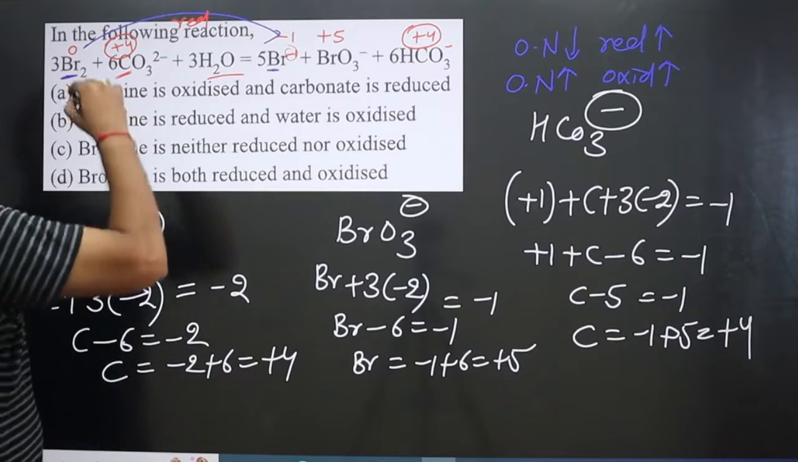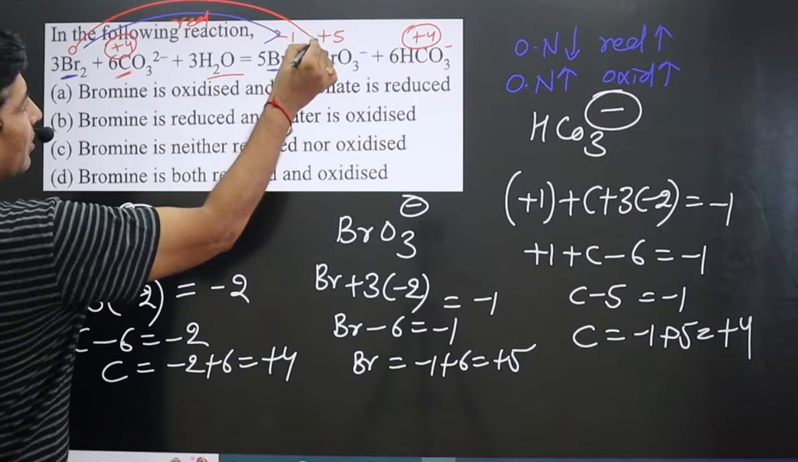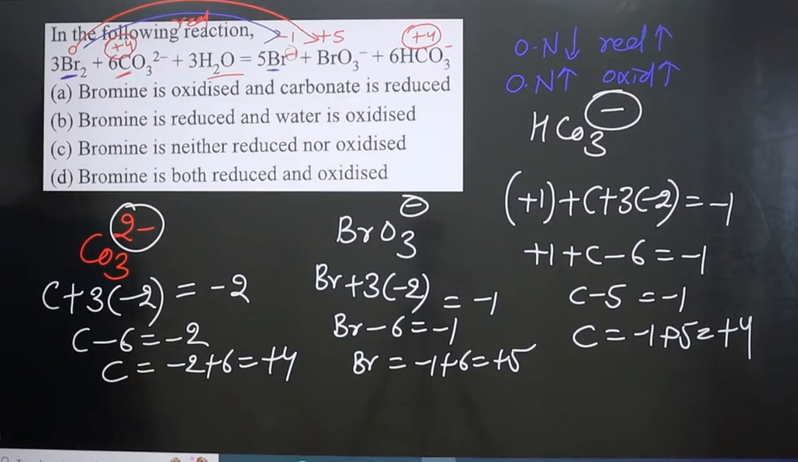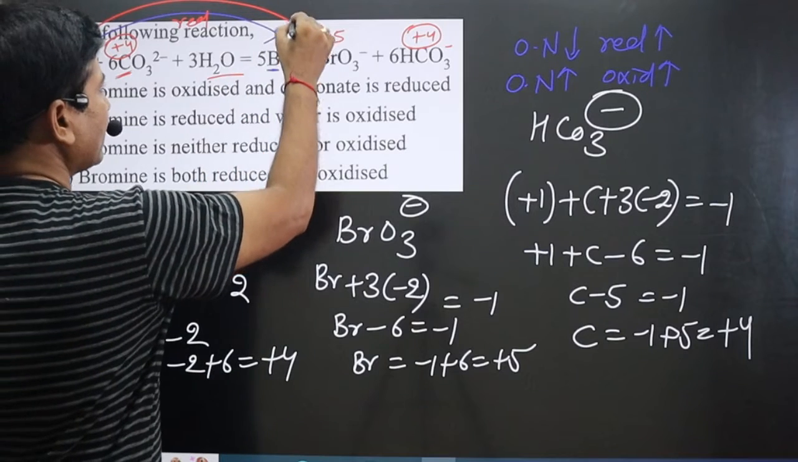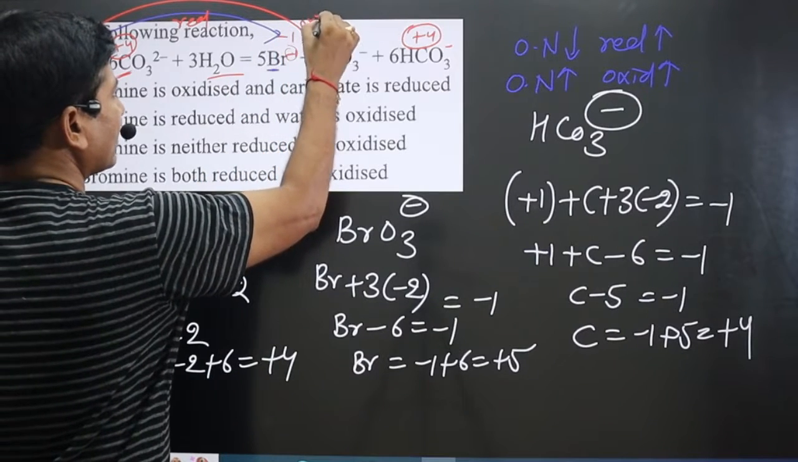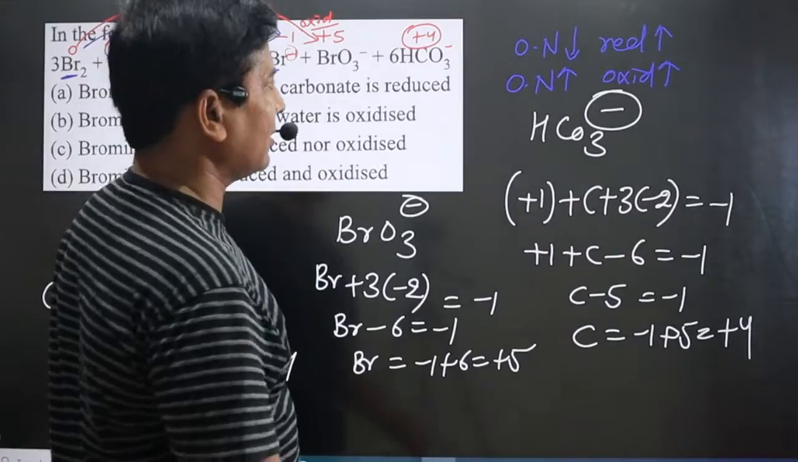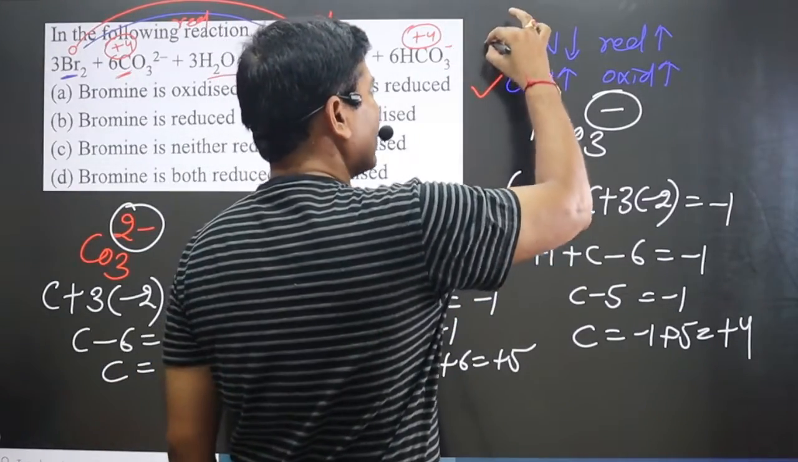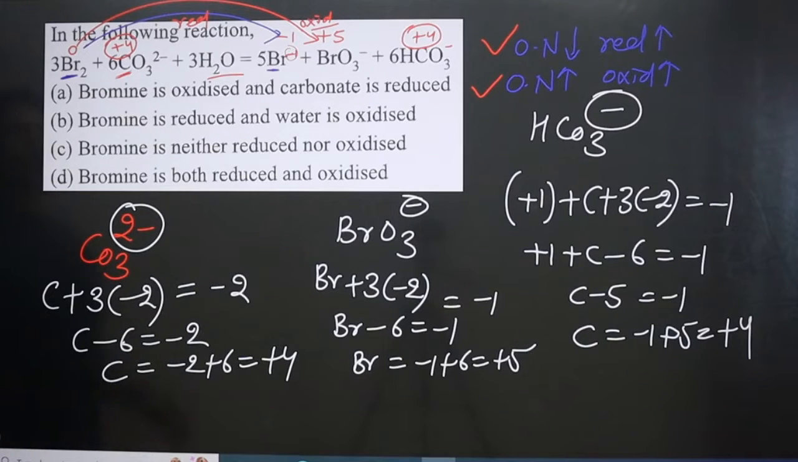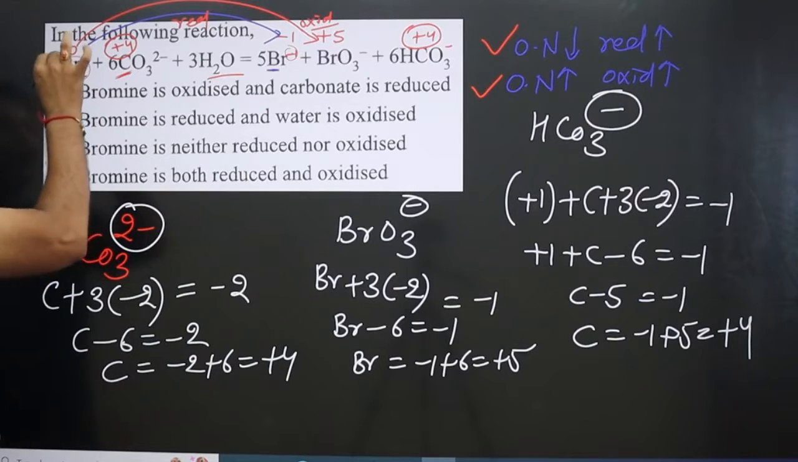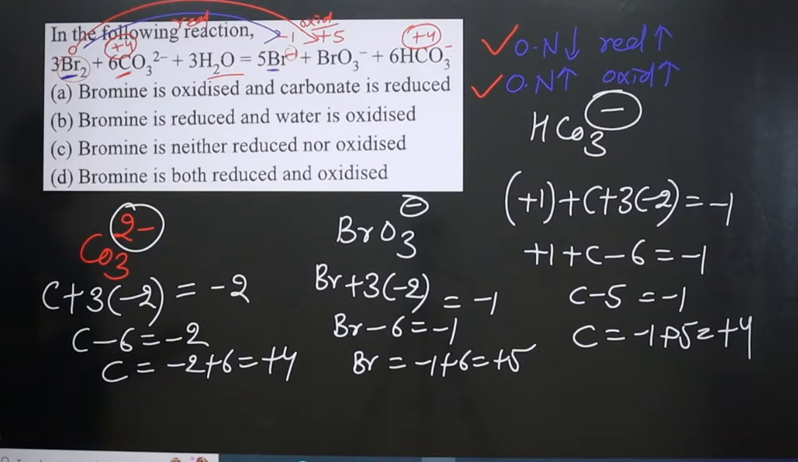One more Br is there: Br2 to this Br, which is present in plus 5 oxidation number. In this case you can see 0 on this side, and on the other side it is present in plus 5 oxidation number, so we can say it is an oxidation reaction because there is an increase in oxidation number. Increase in oxidation number is always oxidation, and decrease in oxidation number is always reduction. So you can see this Br2 is undergoing reduction as well as oxidation.